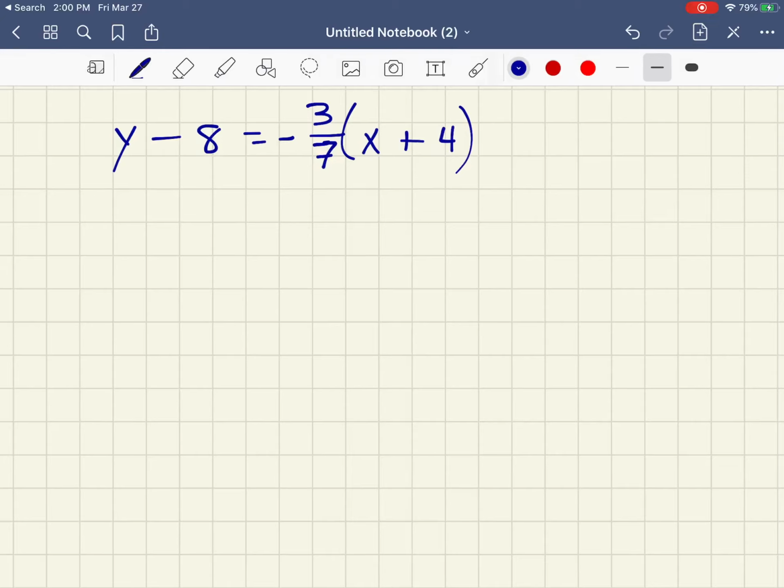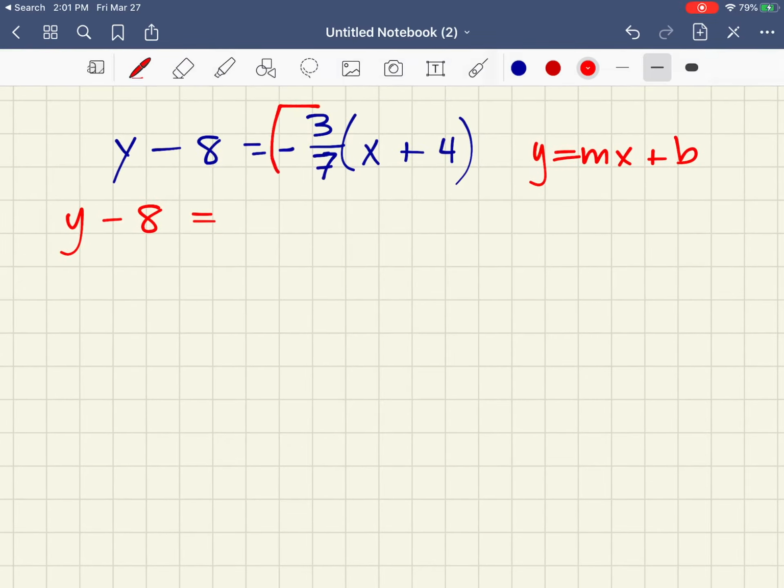This is a video on how to convert from one form to another. So I have a point slope form equation here, and if I wanted to get that into slope intercept form, which is y equals mx plus b, the first thing I would do is distribute the slope. So the slope in this problem is the negative 3/7.